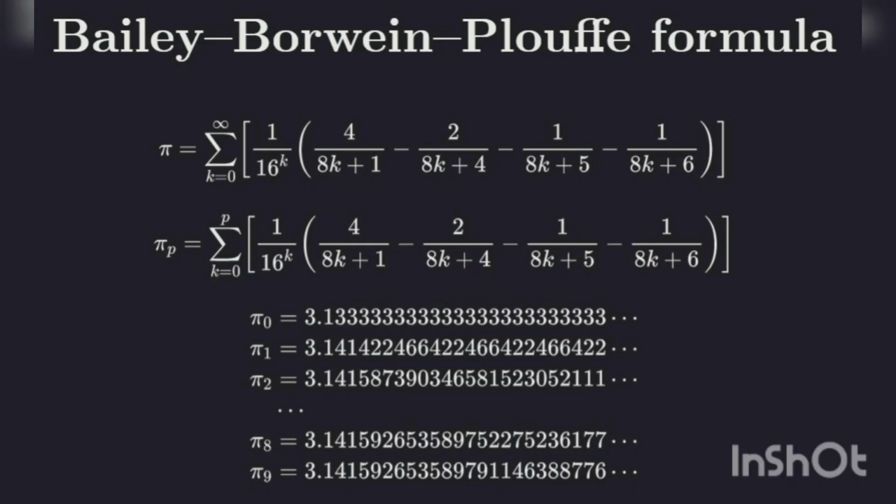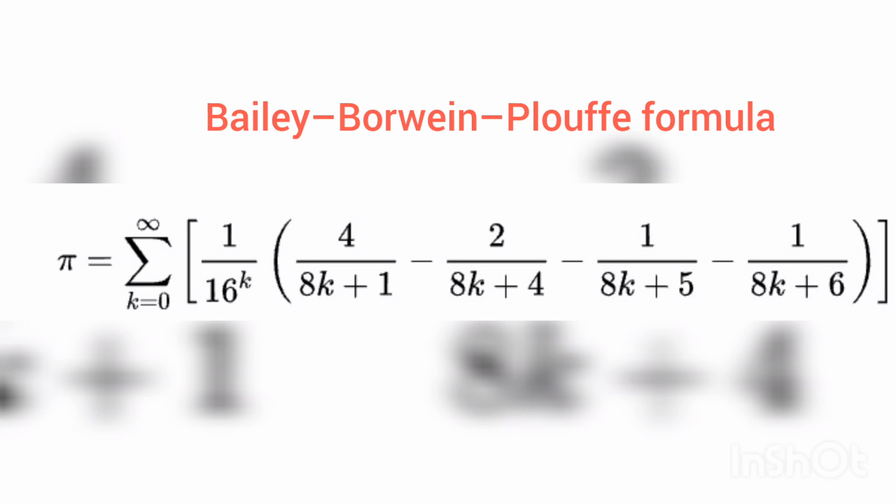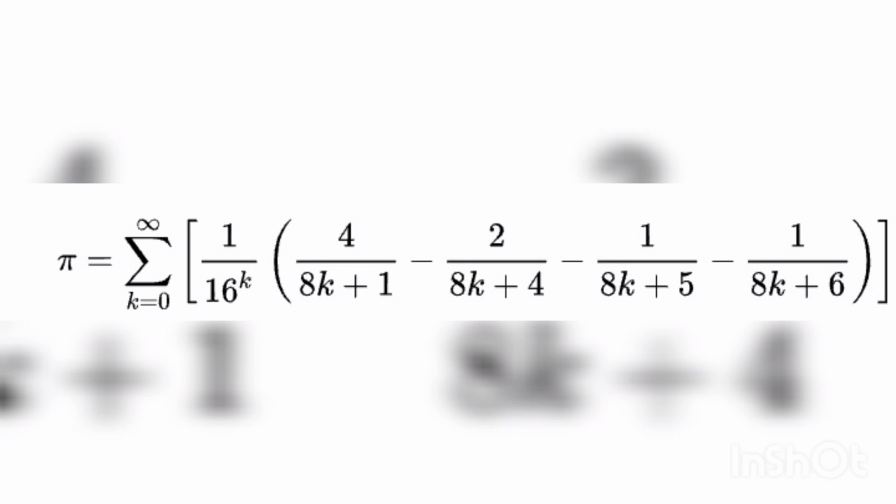The Bailey-Borwein-Plouffe formula, BBP formula, is a formula for pi. It was discovered in 1995 by Simon Plouffe and is named after the authors of the article in which it was published, David H. Bailey, Peter Borwein, and Plouffe.